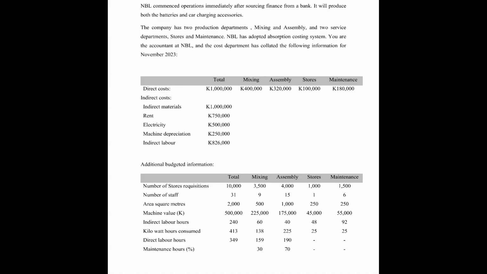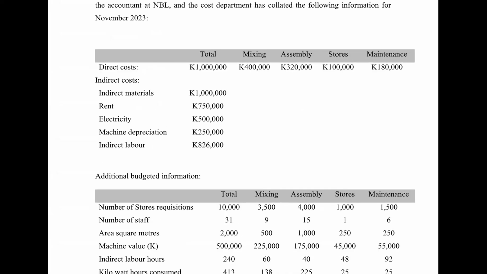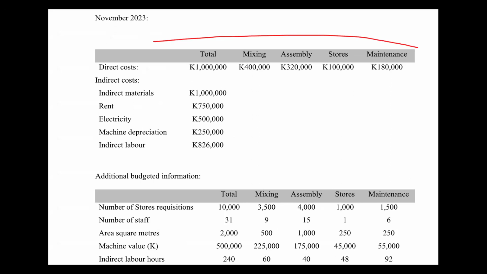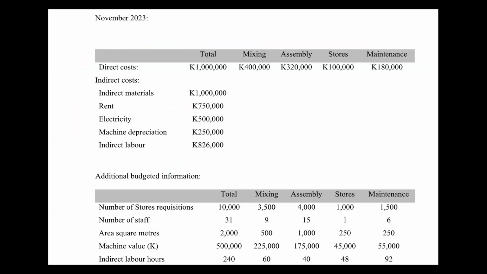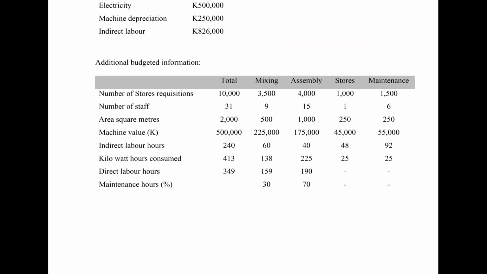So let's go back to our question. Have you seen our question, the way it is? Have you seen the total cost, the indirect costs that need to be allocated? There are indirect materials, rent to be allocated, electricity to be allocated, machine depreciation to be allocated, indirect labor is also to be allocated. These have to be allocated. But the question of the day is, what could be the best basis of apportionment? Then there are these bases that you're given. This is your assignment. They are given down.